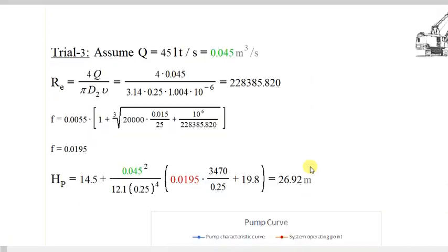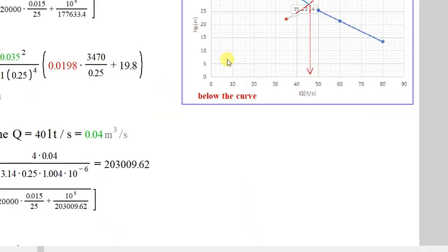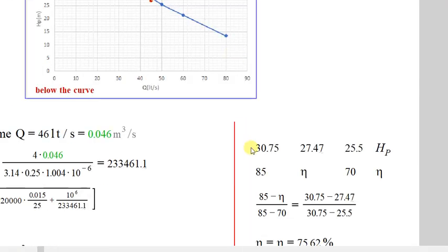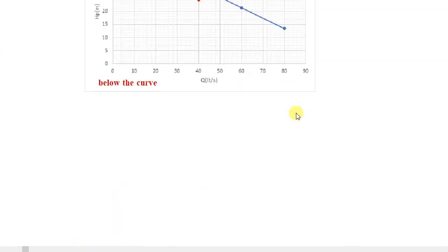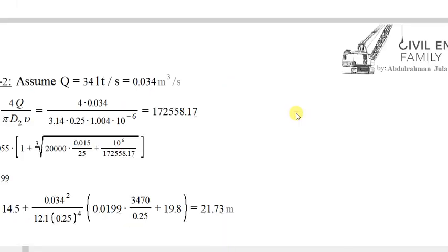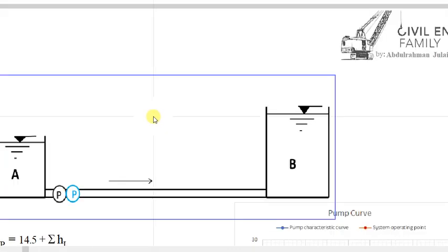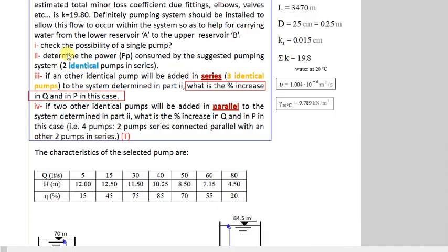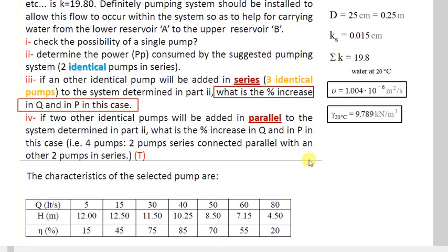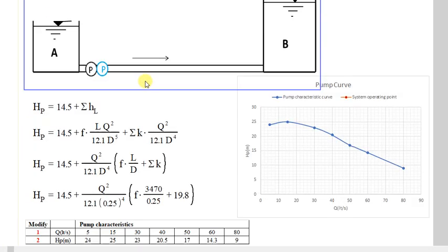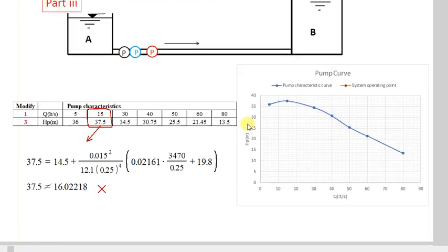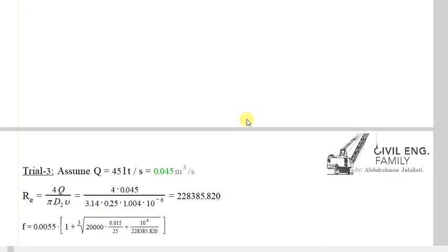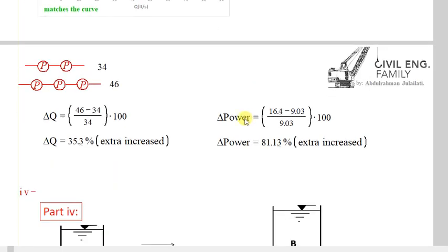Now, by the way, in this one, how do we explain it? You see this? Okay. In this part, when it says about using 3, I think, if another pump, 3 in series, identical, it asks what is the percentage of increase in Q and power in this case, in the third case. So what we do is that we take the power. Here it is. I will explain to you.